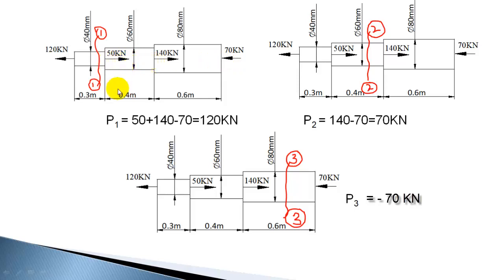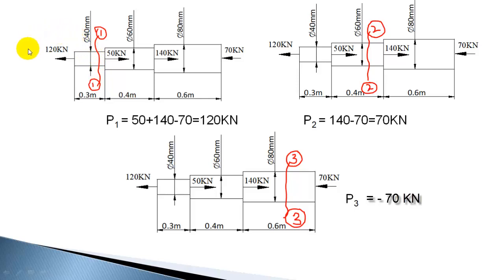So this is rightward, so 50, and this is rightward, so plus 140, and this is leftward, minus 70, which will give 50 plus 140, 190, minus 70, 120 kilonewton. So that is the internal force which is coming.